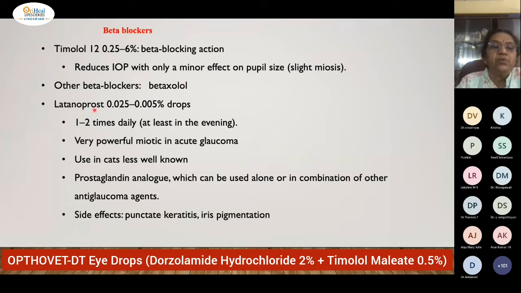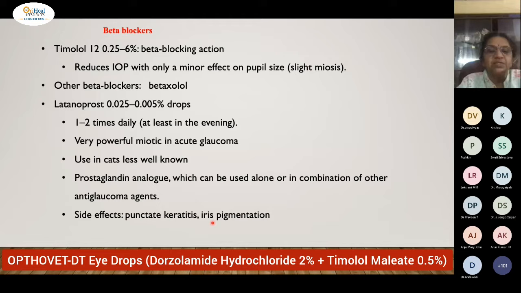We prefer latanoprost 0.005%, given once or twice daily, or in the evening. This is very powerful. When you give latanoprost, miosis happens immediately, and you can also see a difference in eyeball size. You will immediately find shrinking of the eyeball, and the owners are very happy because the pain will be reduced for the pet. Latanoprost is a very safe medicine which you can use as an anti-glaucoma drug.